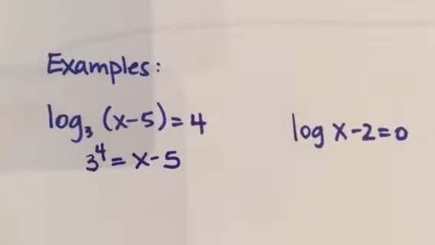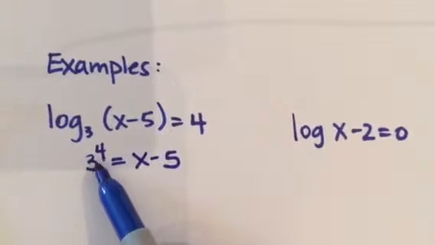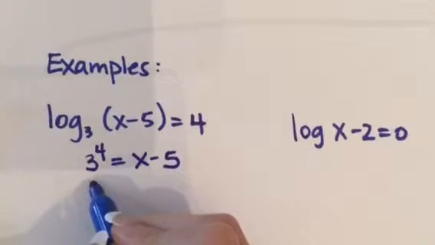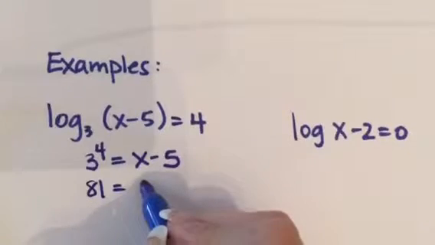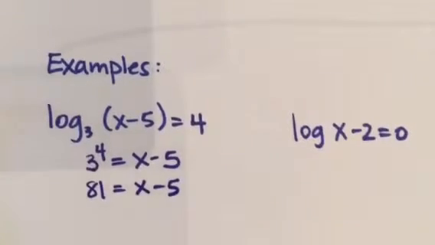Now I've got something very easy to solve, because then I just need to evaluate this exponent. 3 to the 4th, I think, is 81, is equal to x minus 5. And then solving for x, I could just add the 5 to both sides. So I would have x is equal to 86.